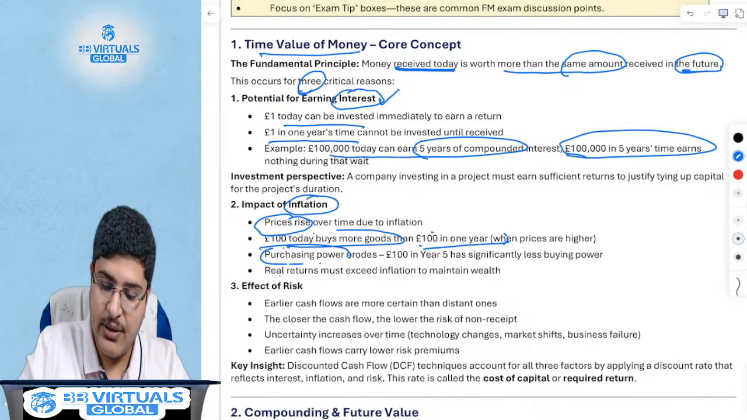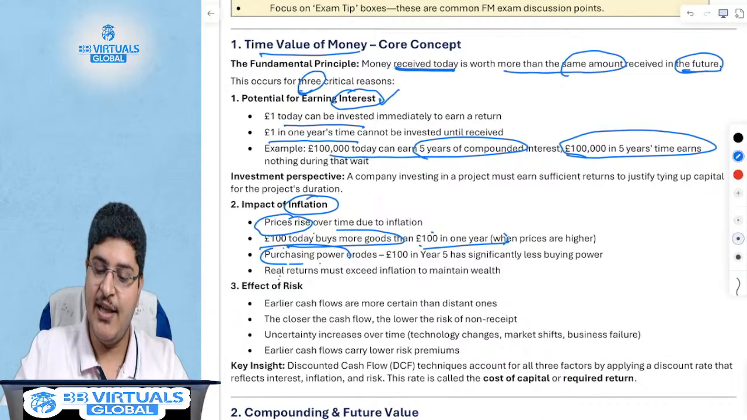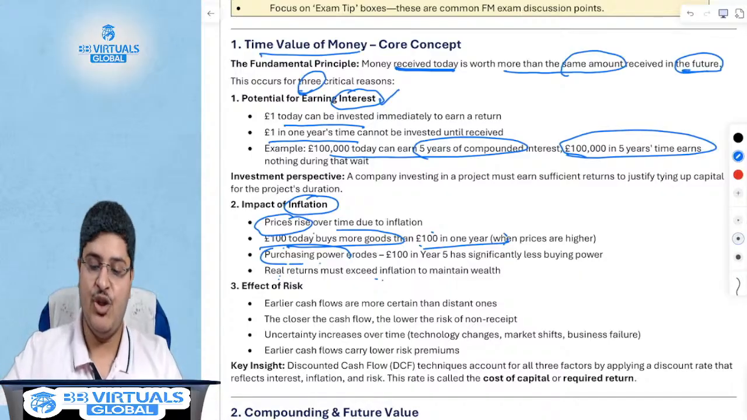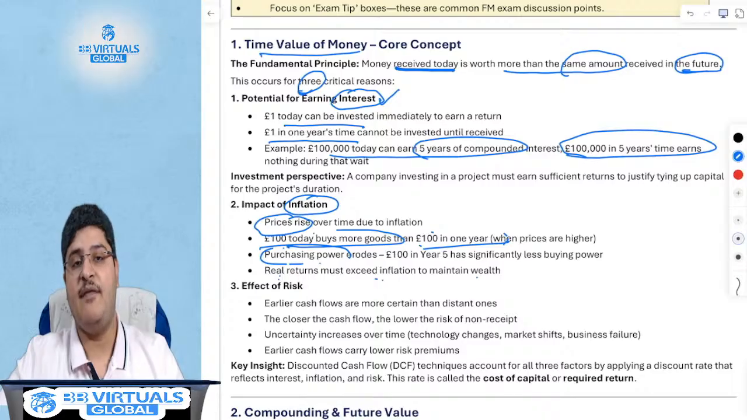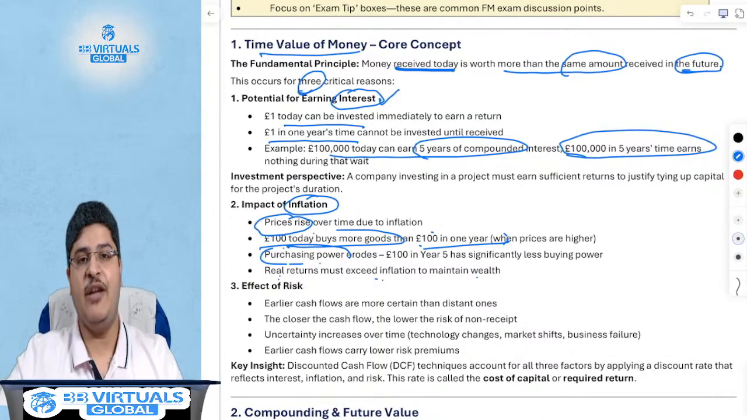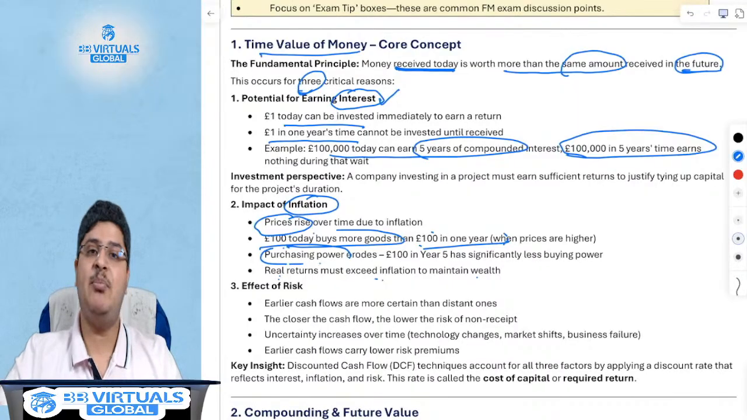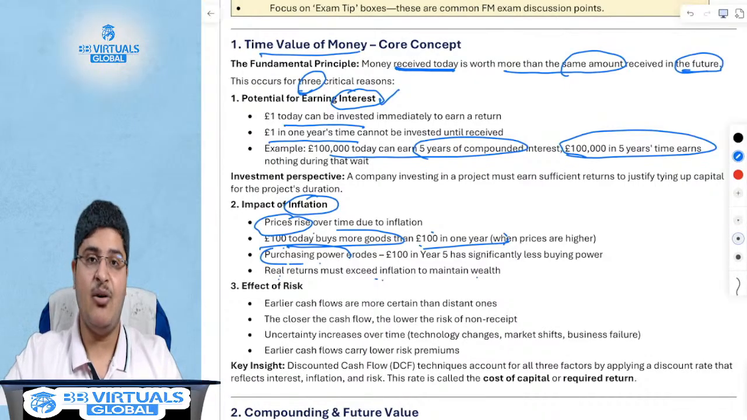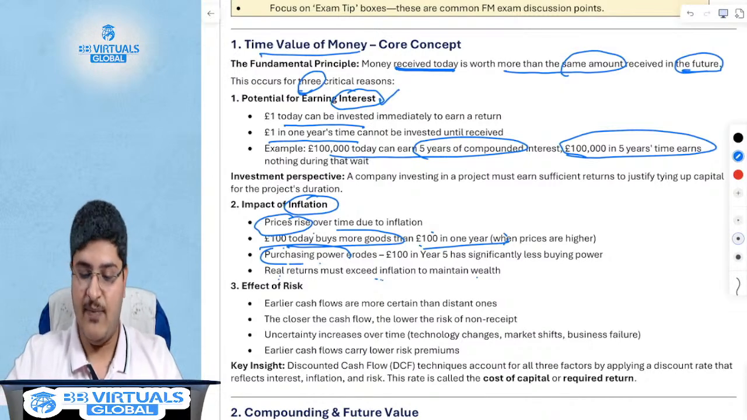This is because the pricing power of money erodes over a period of time. The real returns that you will be earning when you invest in mutual funds will exceed the inflation, to maintain the wealth that you have. If you invest 1 lakh rupees today for 5 years, let's say in mutual funds, and you earn 12%, that 12% will be higher than the inflation, which is 4 to 6%, depending on whether you look at nominal or real, and hence inflation will also affect the concept of time value of money.